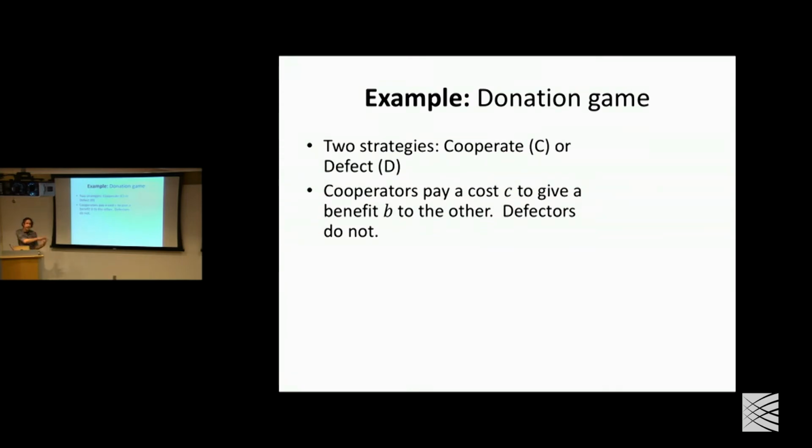Cooperators pay a cost C, some cost, and that gives a benefit B to whoever they're interacting with. So this is just a pairwise cooperative interaction. Defectors don't pay any costs and don't give anyone any benefits. So that leads to this matrix right here.